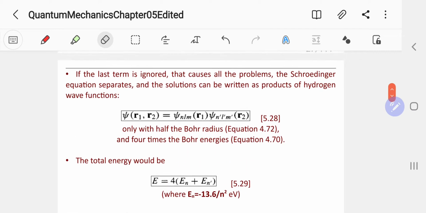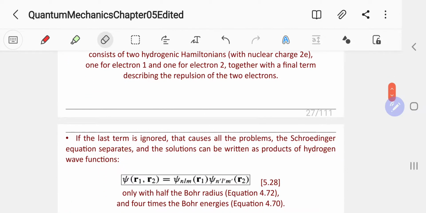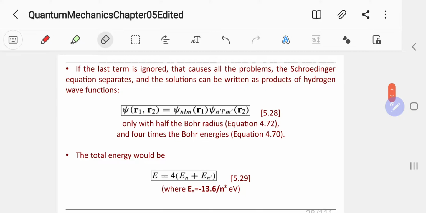So if we ignore the last term here, we would simplify the problem. So the Schrodinger equation can be separated in terms of the particles, in terms of the first and the second electron.